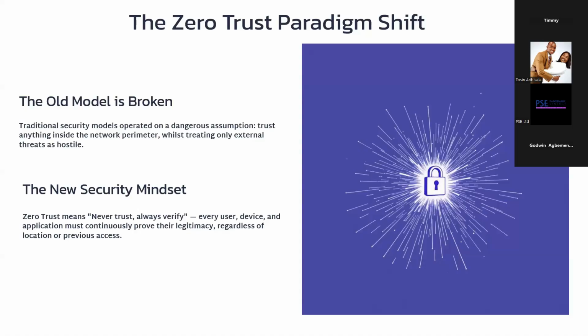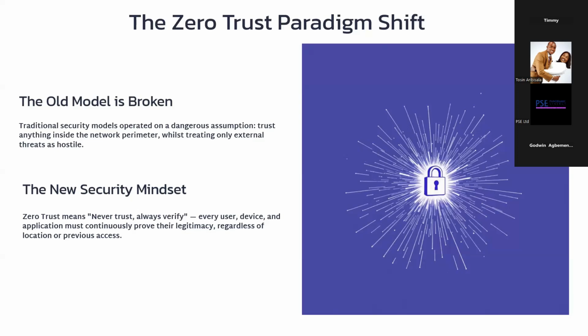So we have zero trust. Zero trust means never trust, always verify. Every user, every device, every application must continuously prove its legitimacy, regardless of the location or previous access. Regardless of the location we find ourselves in or any access we've given before to a particular user, device, or application, we need to continually prove its legitimacy. We don't just give access because we've given access before and everything was fine. No. Each and every time we give access, we need to verify it for that user, device, and application. So that is the whole idea.